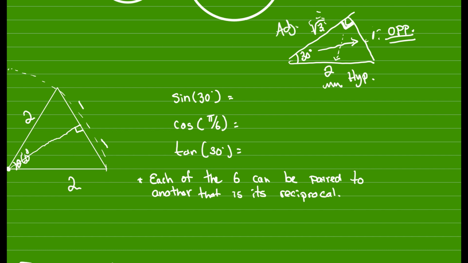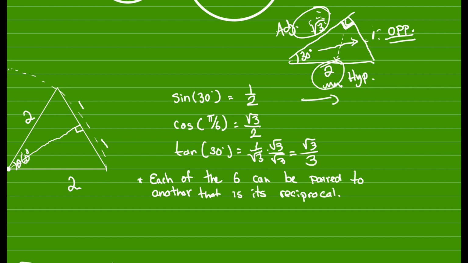So we can see the sine of 30 degrees is opposite over hypotenuse, which turns out to be 1/2. Cosine of 30 degrees is the same as cosine of pi over 6, which is equal to square root of 3 over 2. Remember, adjacent over hypotenuse. And then lastly, tangent is opposite over adjacent, 1 over square root of 3. We rationalize, which is equal to square root of 3 over 3. Ta-da! And then we can easily find the reciprocals.